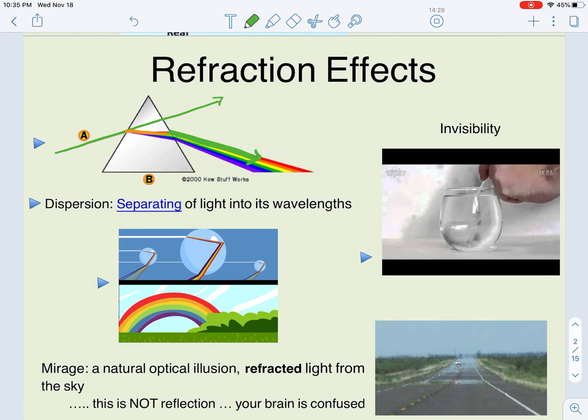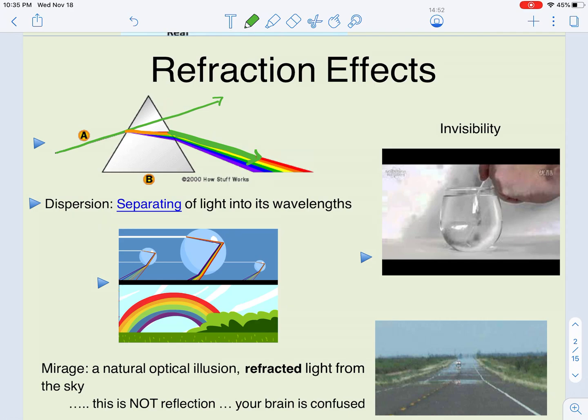The video on the right says invisibility. So this has the little blue arrow or blue triangle, which means that this is a linked-in video through the PowerPoint. This is pretty cool. I just find this fascinating and interesting, and it is refraction. So they're showing you how you can make a test tube disappear.